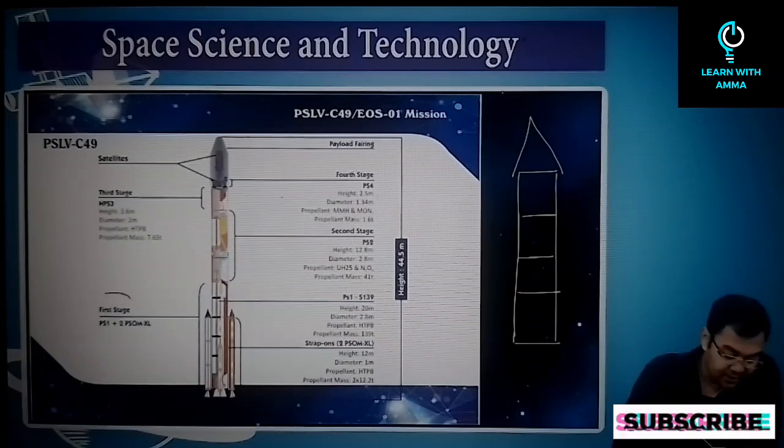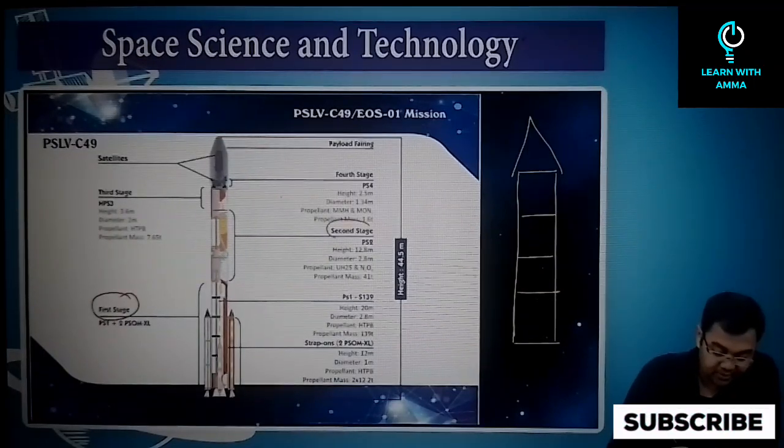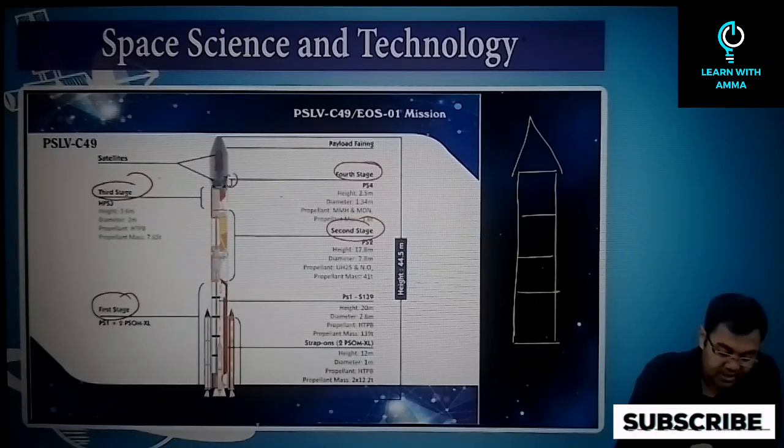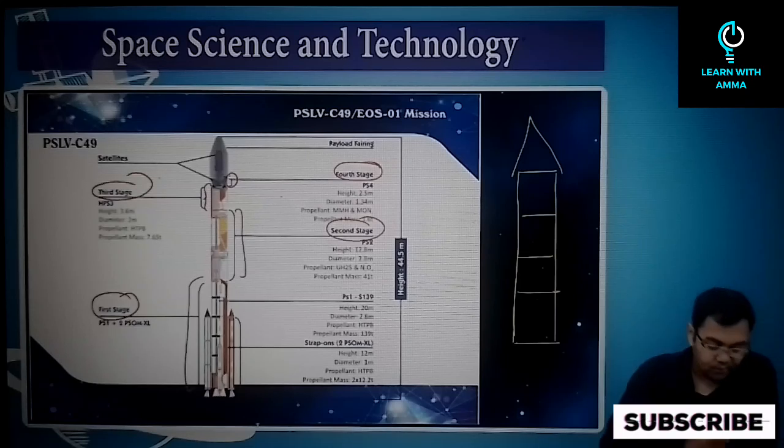All these stages, as you can see, you have the first stage, the second stage, the third, and the fourth stage. The fourth stage is here, this part is the third, this is the second stage, and this is the first stage. Now these are the stages where the fuel is stored. For example, in case of a PSLV, the first stage carries HTPB.